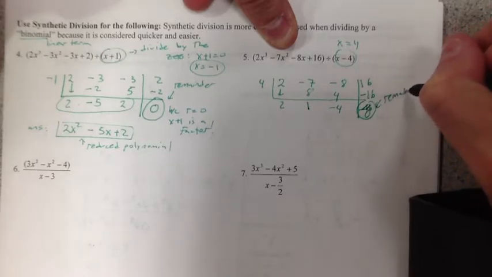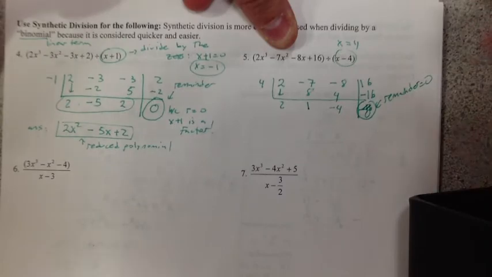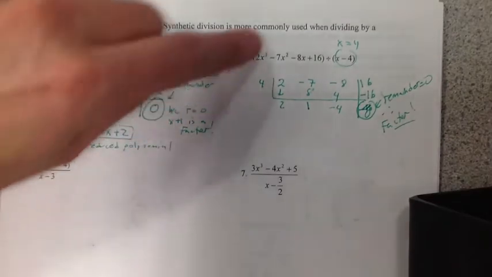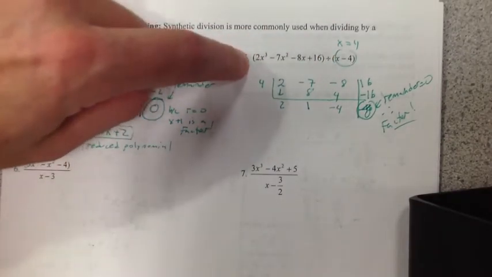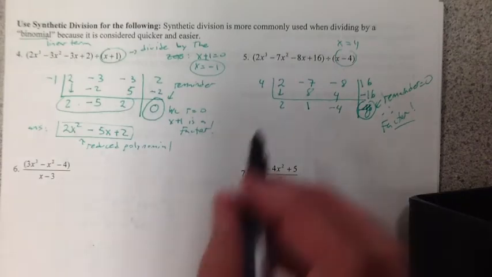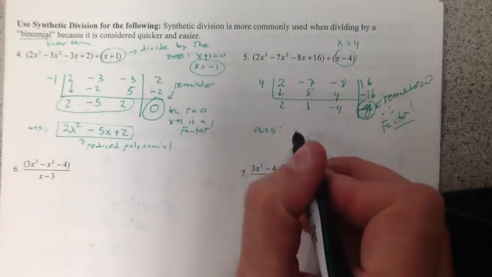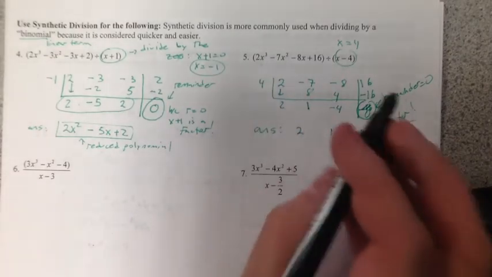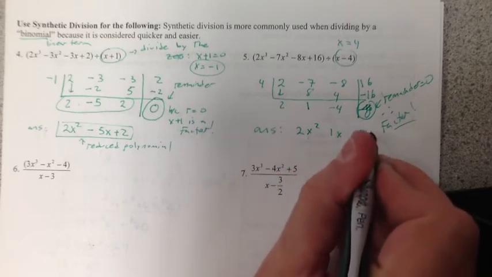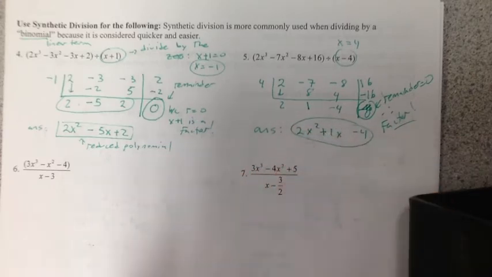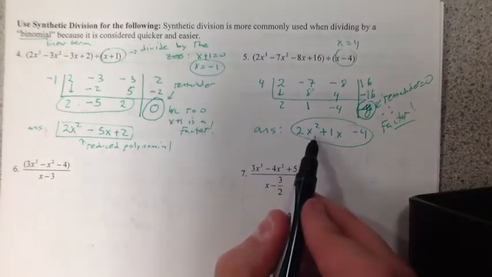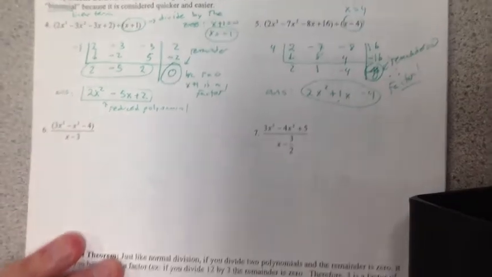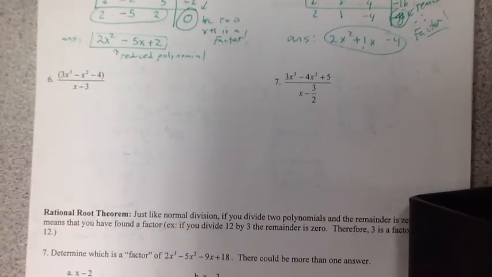So our remainder is 0. Therefore, it's a factor. We have a factor. That means x plus 4 is a factor of this. It means it will divide into it evenly. So our final answer, write down your new coefficients: 2, 1, negative 4. Look at what the power should be on the variables. We start with x cubed, so we get x squared, x, and no x. But be careful, put a plus there because it's positive. So it's 2x squared plus x minus 4. And there's our answer.